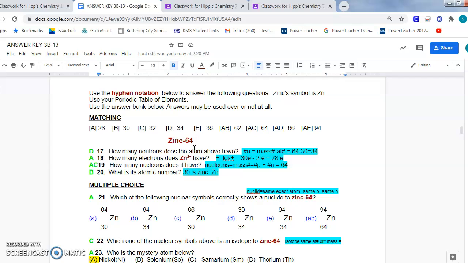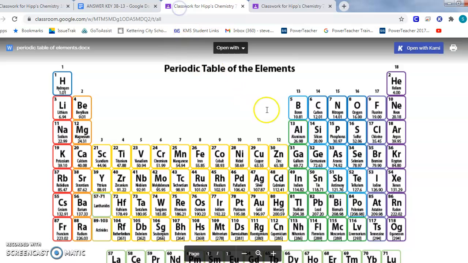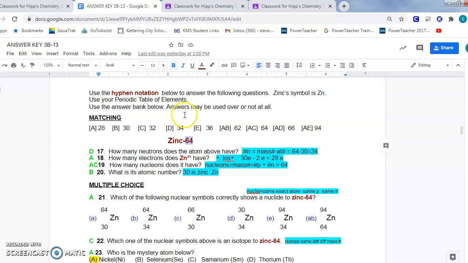How many neutrons does it have? Well, if there are 64 total particles in the nucleus, and from the periodic table 30 of them were protons, then 64 minus 30 is 34, so 34 of them must be neutrons. 34 neutrons plus 30 protons gives us 64 total particles. That's letter D, 34.